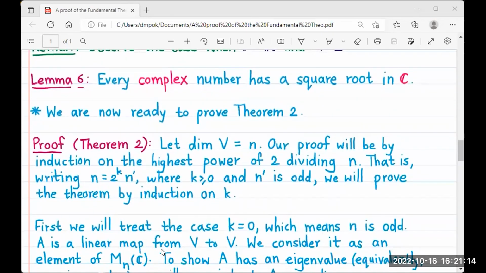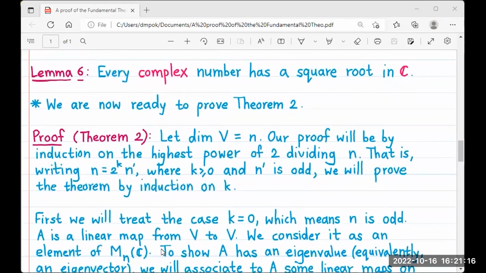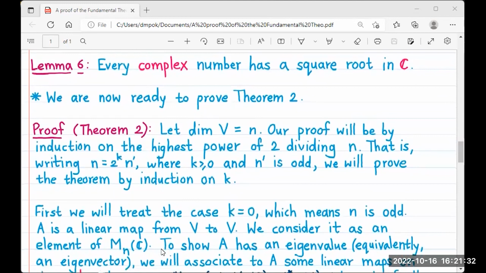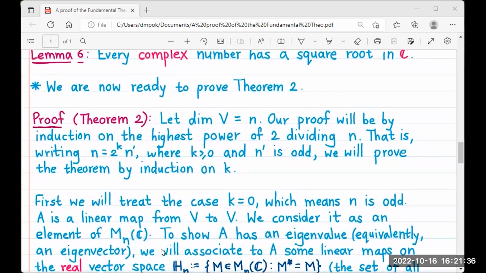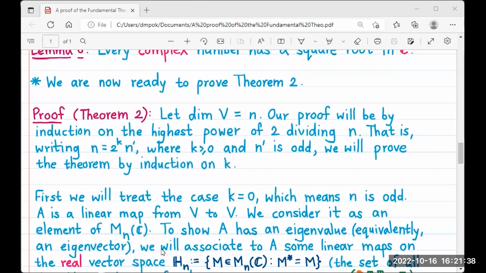For that, we will treat our linear map from V to V as a matrix. We will fix some basis of V and consider the matrix of A with respect to that basis. And we will associate to that matrix A some linear map on some vector space of matrices. What is that vector space?